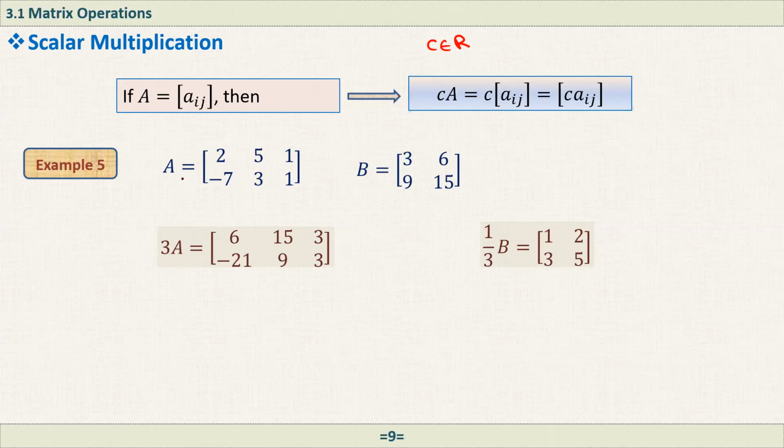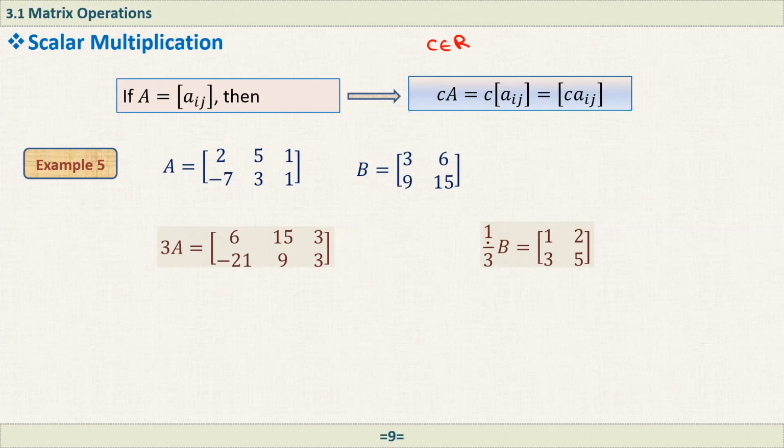For example, let's say we are given matrix A and matrix B, right? First we need to multiply matrix A by 3. That means we need to multiply each component, each entry or element, by 3. So 3 times 2 is 6. 3 times 5 is 15. 3 times 1 is 3. In a similar way, we can multiply all the entries in the second row. 3 times negative 7 is negative 21, 3 times 3.